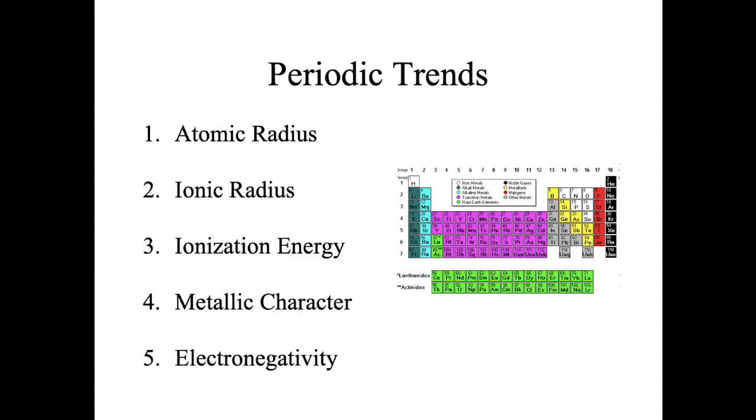There are 5 trends that we're going to be focusing on this chapter. They are atomic radius, ionic radius, ionization energy, metallic character, and electronegativity. These aren't the only trends that you'll find on the periodic table, they're just the ones that we're focusing on for this chapter. First off is atomic radius.